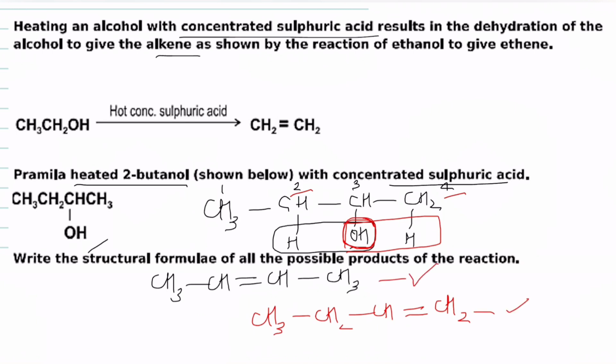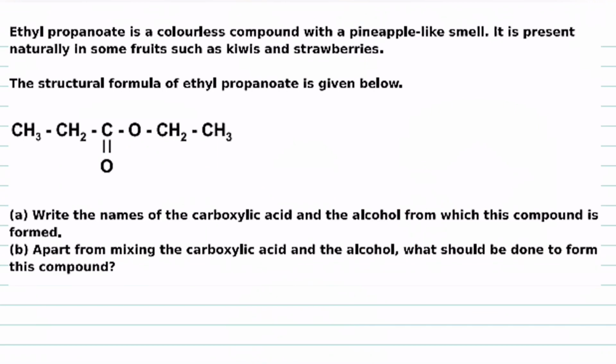Okay, moving on. Ethyl propanoate is a colorless compound with a pineapple-like smell. It is present naturally in some fruits like kiwis and strawberries. So this is the structure of ethyl propanoate. If you can identify, this is an ester. Write the name of the carboxylic acid and alcohol from which this compound is formed.